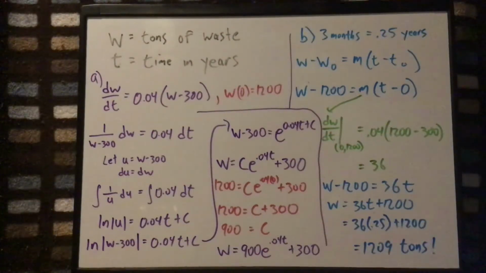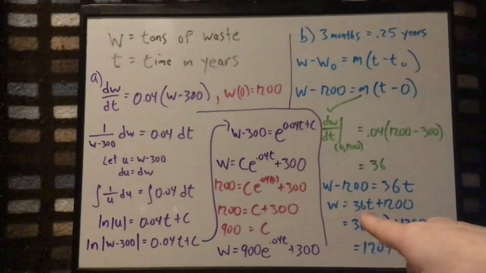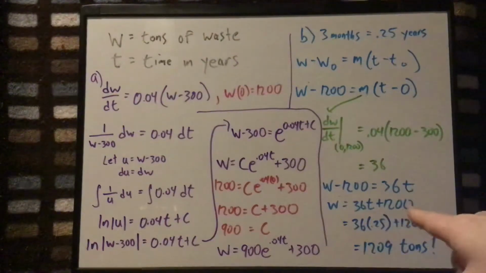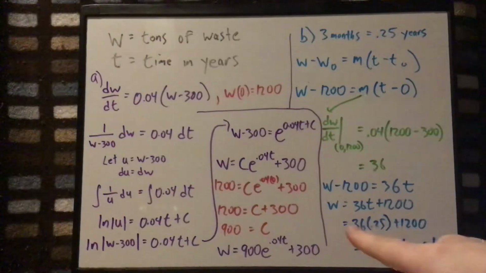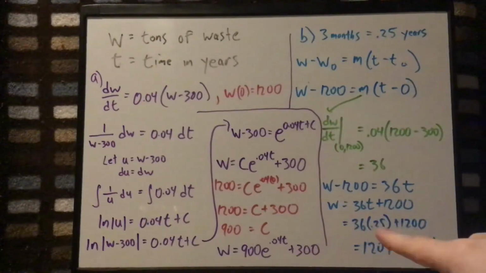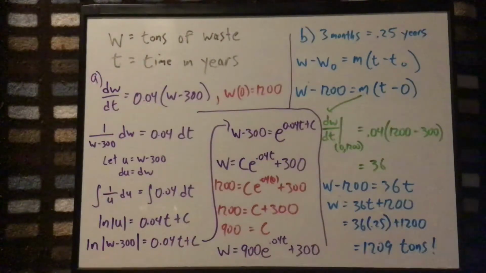W, according to this tangent line approximation, what is my amount of waste? It's approximated from time 0. It's 36 times whatever the new time is plus 1200. Remember, the time in years is 0.25, so calculating this with the 0.25, the quarter year plugged in, 3 months, gave me 1,209 tons of waste. So after a quarter of a year goes by, there's 9 more tons in there.